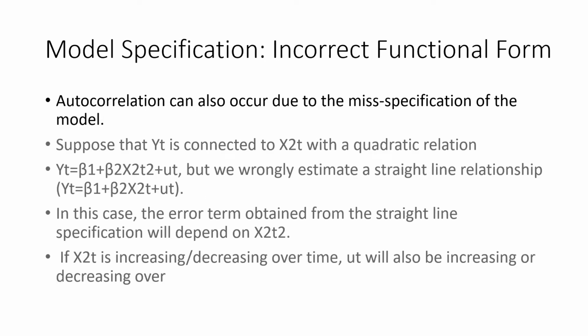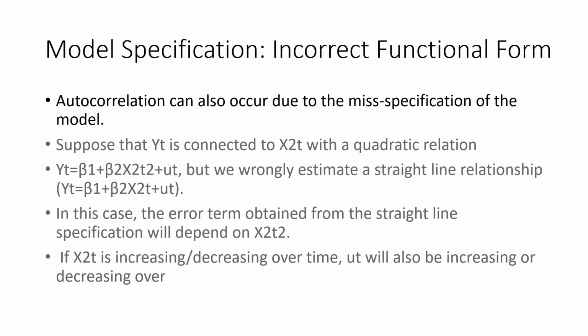Next, we have the problem with respect to incorrect functional form. If you are building a model, you have to give the correct specification of the variables or the model. Suppose your yt, which is your dependent variable, is connected with x2t, that is one of your independent variables. So this connection is a quadratic relation. But if you write the model wrongly, you will be getting a linear relationship. Actually, you are not trying to understand a quadratic relationship. That quadratic relation is not captured by your model.